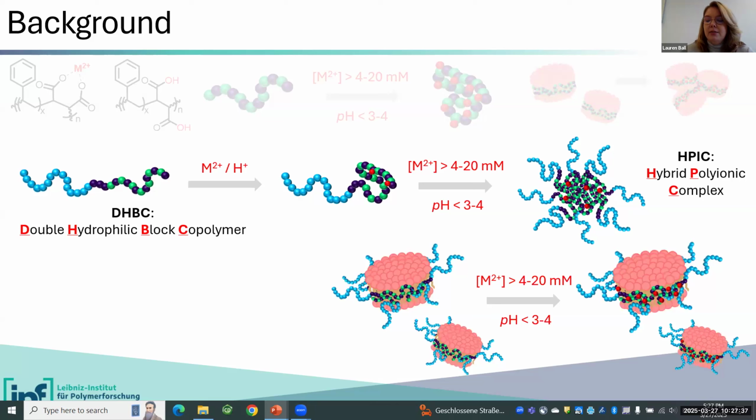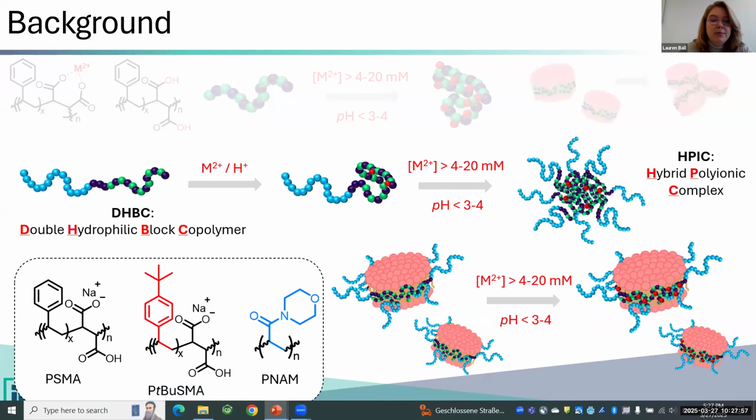So the idea is that in the context of synthesizing SMALPs with these block copolymers, not only do we add the sort of improved tolerance to divalent cations and hopefully pH, but you also add the steric stabilization in addition to your electrostatic stabilization of the copolymer for the SMALP.